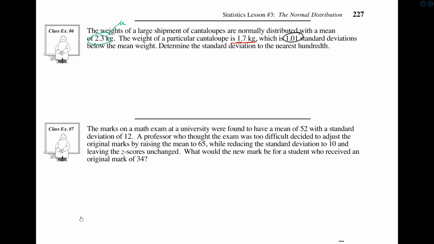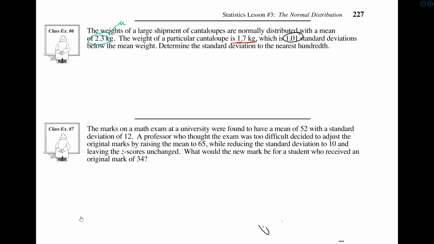Equals 2.3. And by the way, just by looking at this, without doing any math, can you approximate it? If that's just a tiny bit more than 1 standard deviation below the mean, it's going to be about 0.6, right? It better be pretty close to 0.6, because it's about 1 standard deviation below the mean, right?